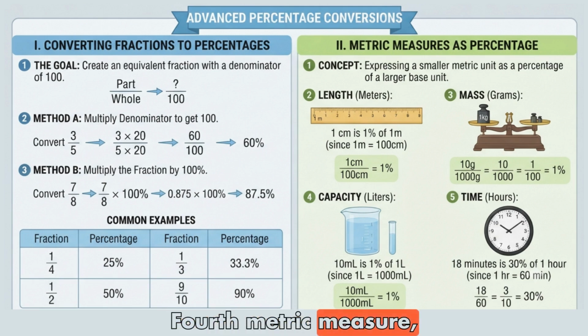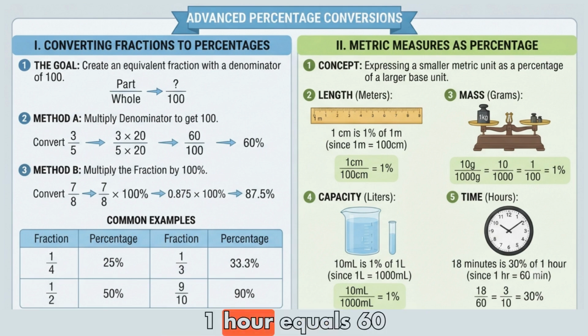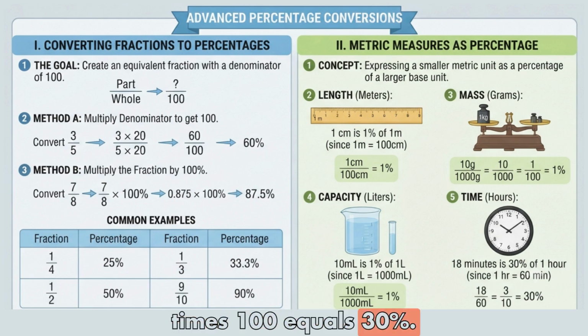Fourth metric measure. Time, hours. Concept: 18 minutes as a percentage of 1 hour. Calculation: 1 hour equals 60 minutes. 18/60 equals 3/10 equals 0.30. 0.30 times 100 equals 30%.